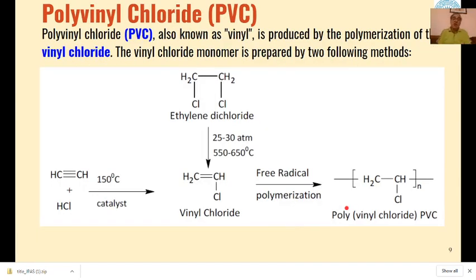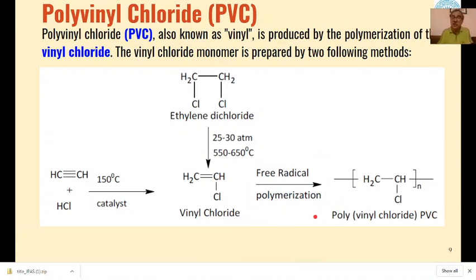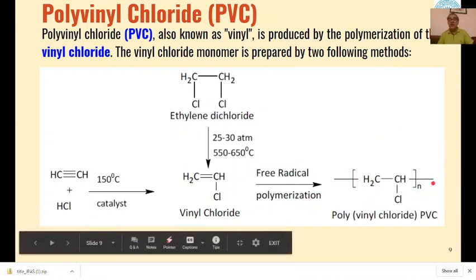Then next is polyvinyl chloride. Polyvinyl chloride is also known as vinyl, and this is synthesized by the polymerization of vinyl chloride. Here also this PVC, or polyvinyl chloride, is synthesized by free radical polymerization. That means vinyl chloride in the presence of some free radical initiator like organic peroxide or AIBN, azobisisobutyronitrile, will lead to the formation of polyvinyl chloride.